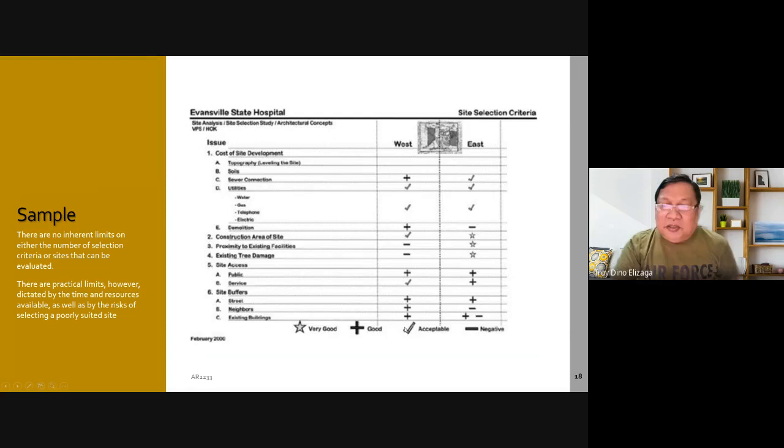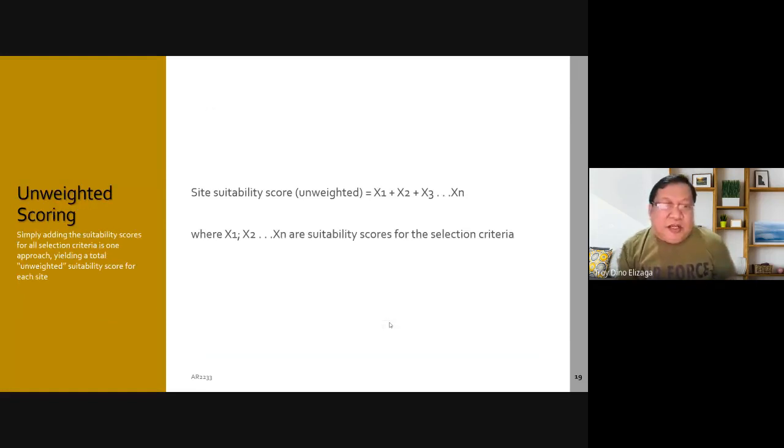In the end, I don't know how the architect would finally choose. Maybe they'll count the number of pluses and stars. The more stars and plus signs, the better. In scoring, if you're dealing with numbers, there are many ways of going about it. One is that there's no weight involved on each criteria, so you just add up all the scores and the one with the biggest total wins.